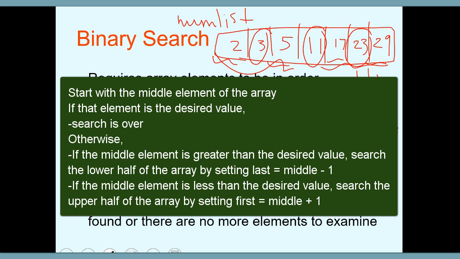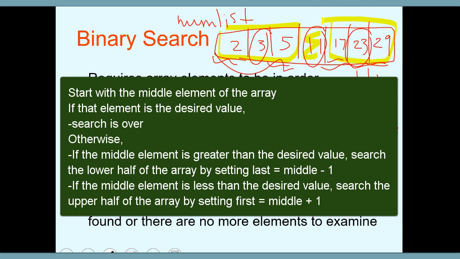Binary search requires the elements to be in order, and divides the array into 3 sections. The middle element, which would be the 11. Everything smaller than the middle element, which would be this side here, the 2, 3, and 5. And everything bigger than the middle element. So that would be this side here, the 17, 23, and 29.